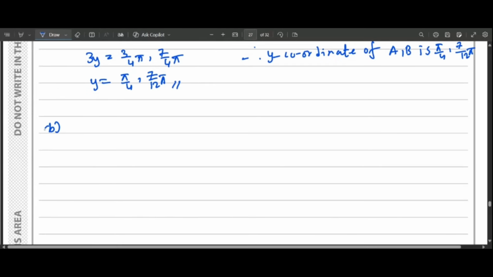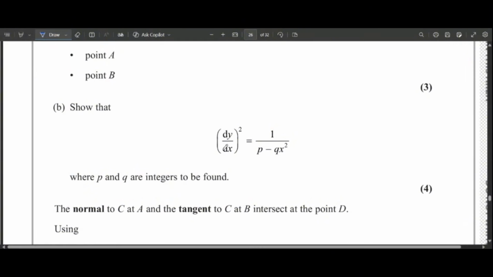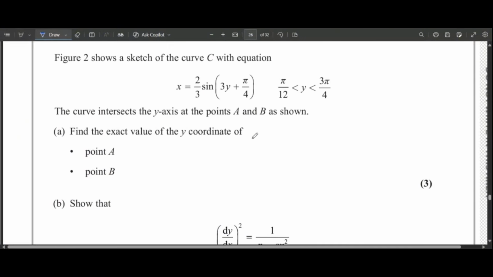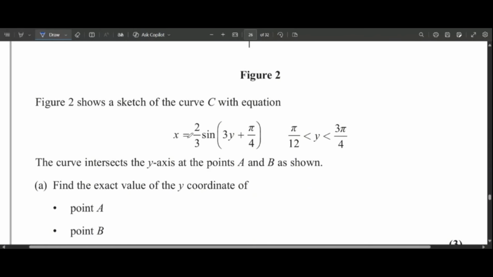Now for part B, we have to show that dy by dx whole square equals 1 by p minus q x square, where p and q are integers to be found. So we have to show that dy by dx square will equal an expression in this format. If we differentiate this expression, we can see that x is the isolated term. There are no factors multiplied to or added to our variable x.